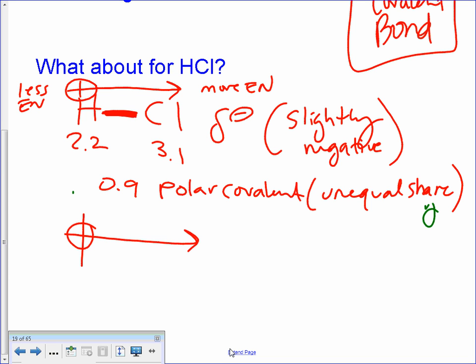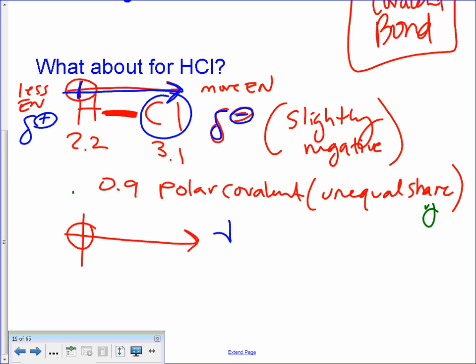Unequal sharing of electrons means that one side is more negative than the other side. Not full-on positives and negatives, because that would be in the ionic category. But chlorine has a bigger electronegativity, so it's hoarding the electrons on this side just a little bit more, which makes it have a partial negative charge. Not full negative, but partial negative. So what do you think that leaves H with? A partial positive charge.